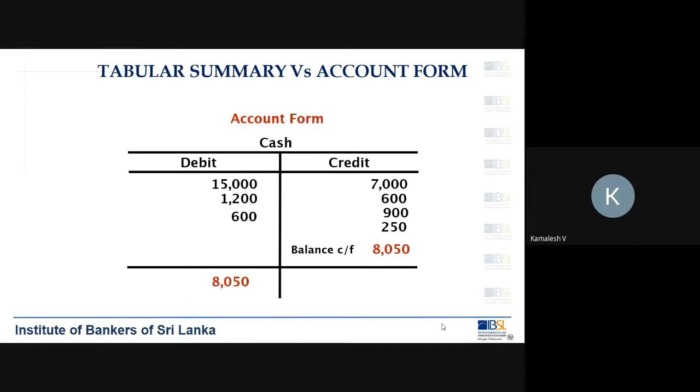8,050. So you will have a balance carried forward and a balance brought forward. Now this account is balanced and we are taking forward the balance to the next period. When you say next period, it could be the next day, the next month, or the next year, right?